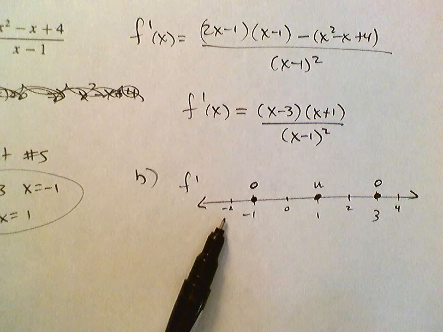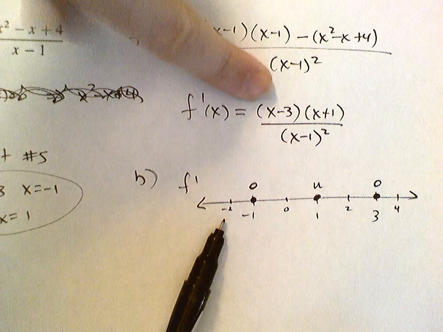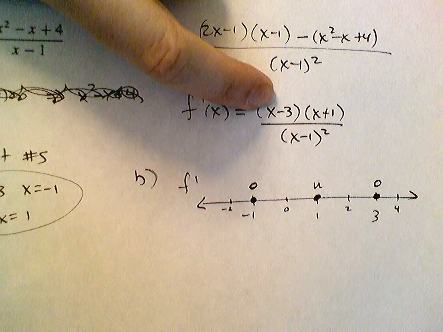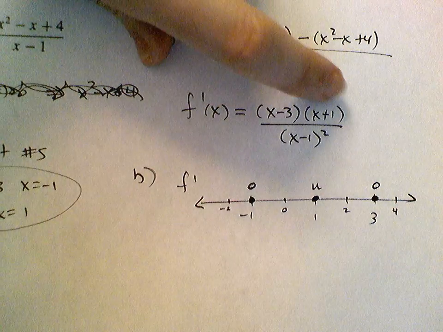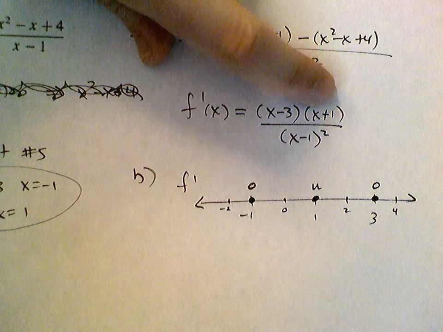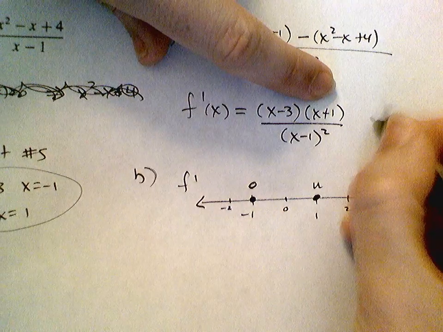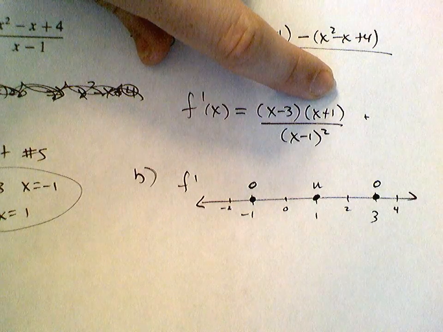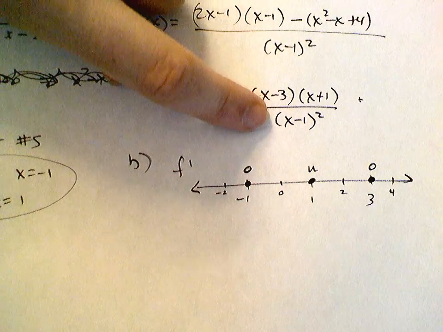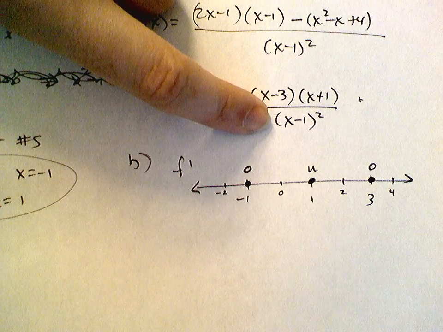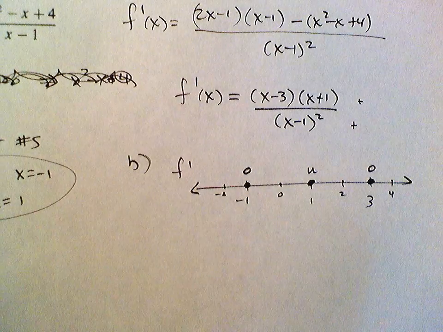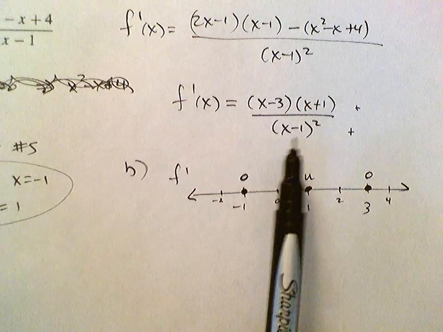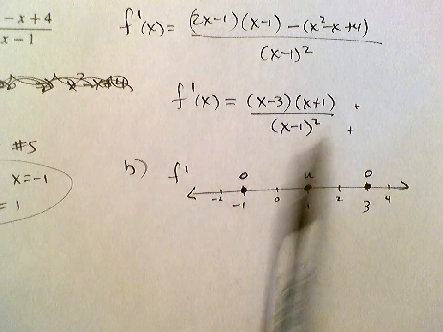So if you plug in -2, you end up with -5, -1. So a negative times a negative is a positive. And then down here, you'd end up with -3 squared. So you also get a positive. And guys, this is a good observation that I'd like to make right now. This denominator is squared, so it's always positive.